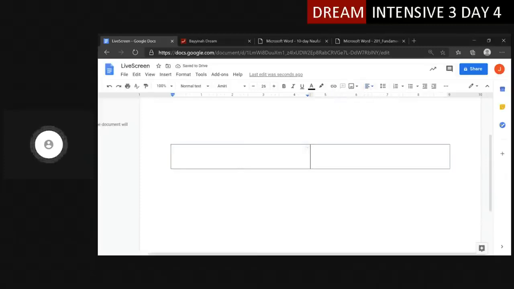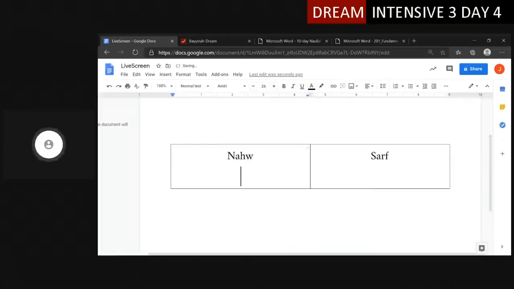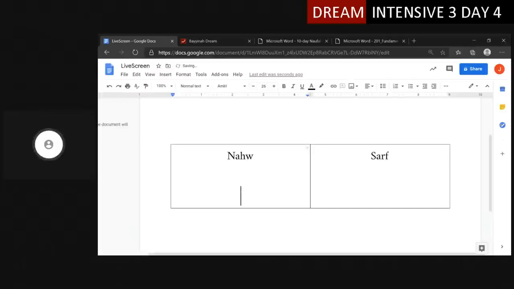These two categories are completely separate topics. We have nahu and we have sarf. These are two separate topics. They both play an important role when it comes to learning Arabic, obviously, but they are completely separate sciences, okay? And each science has its own set of vocabulary, and that vocabulary applies in a different way.